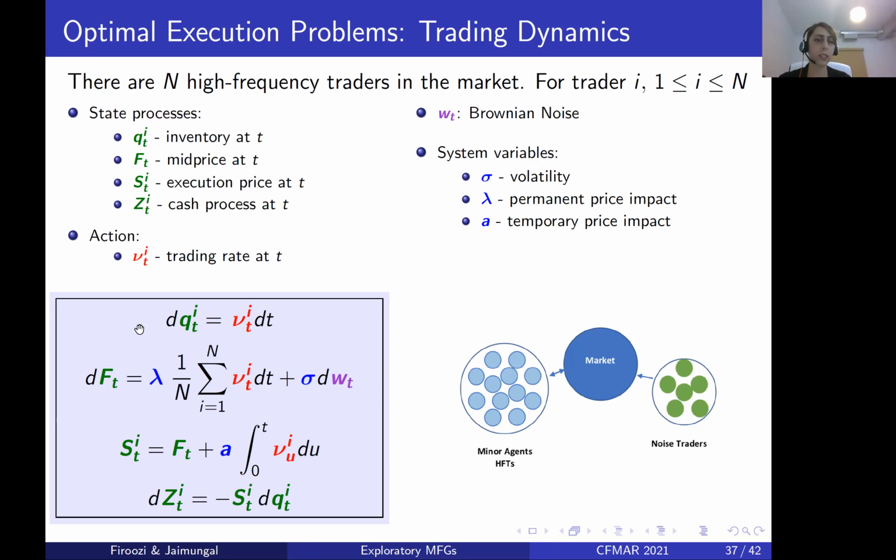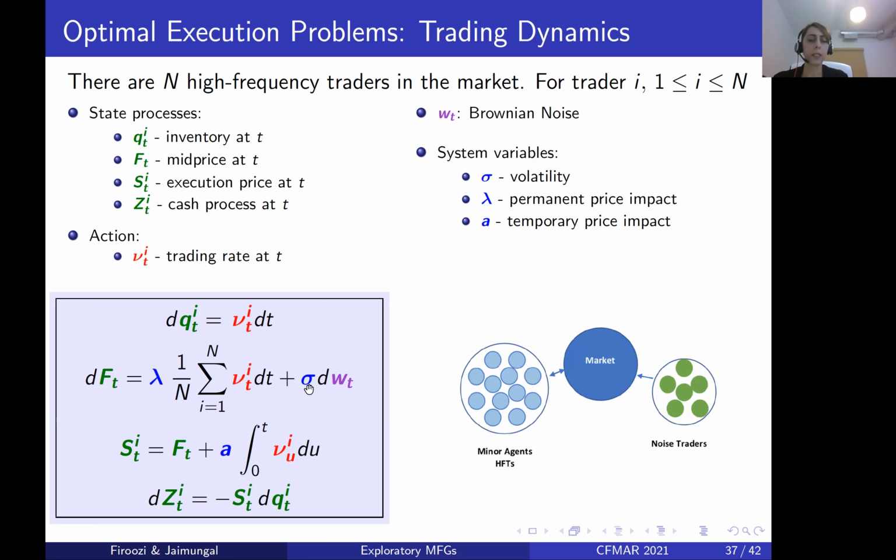If it's negative, it is selling. And when agents make trades in the market, they have both permanent and temporary impacts on the price process. The permanent impact is modeled by the mid price, the middle price between the best bid and ask in the market, and we model it in this form. It is impacted by the average trading rate of high frequency traders in the market. This puts a pressure on the price. Depending on whether it is positive or negative, it can increase or decrease the price. And this lambda here is the strength of the permanent price impact.